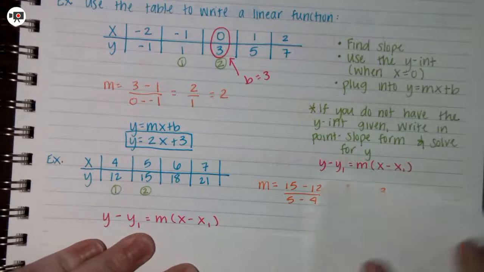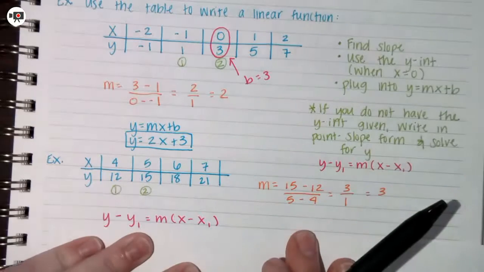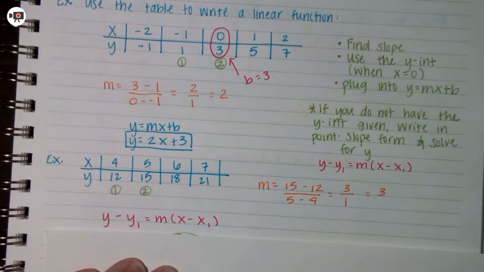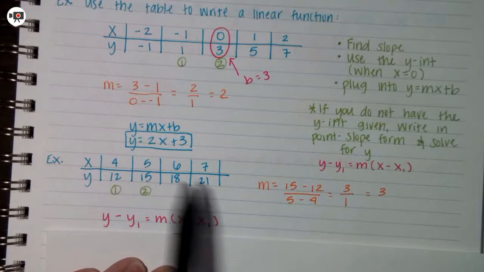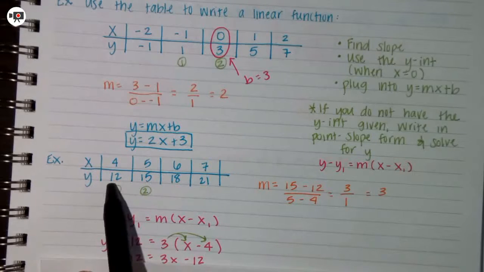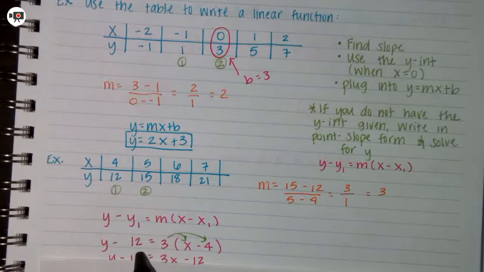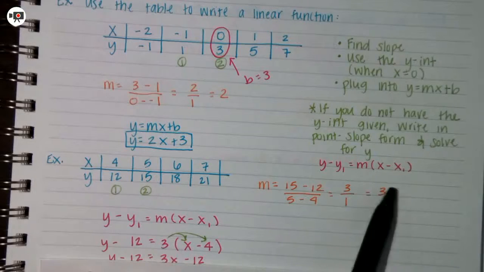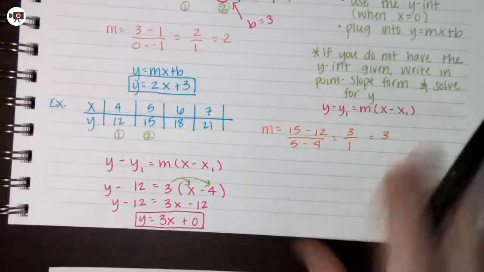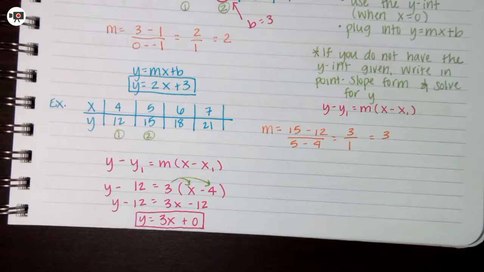And plugging this into my formula, it does not matter which point you use as long as y and x come from the same point. So if I use the first one, I have y minus 12 equals 3 times x minus 4, 3 coming from my slope. Then I need to distribute and solve for y. And then I will get y equals 3x plus 0.